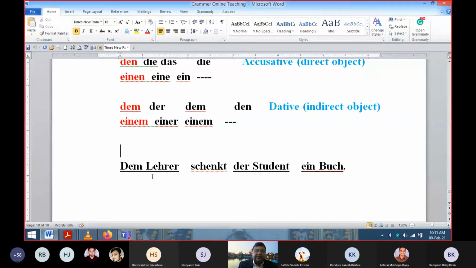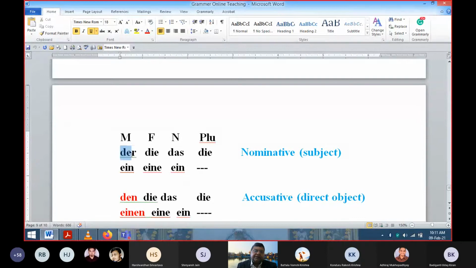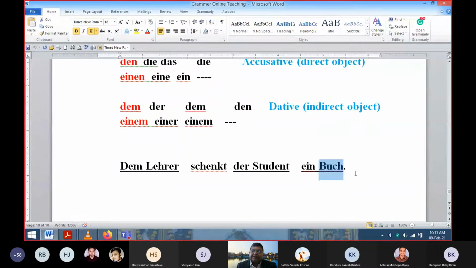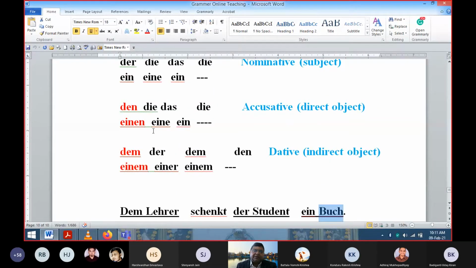When you are selecting the article, definitely you have to take care of the number and the gender of the noun. Here Lehrer, meaning teacher, is a masculine noun. So this is the dative, singular, masculine, and you should use either dem or einem. Similarly, Student is a subject noun, masculine singular, so it has to be der or ein. And then Buch is neuter gender and a direct object, that is accusative. Neuter gender, direct object, accusative means you have to select either das or ein. So accordingly you are changing.